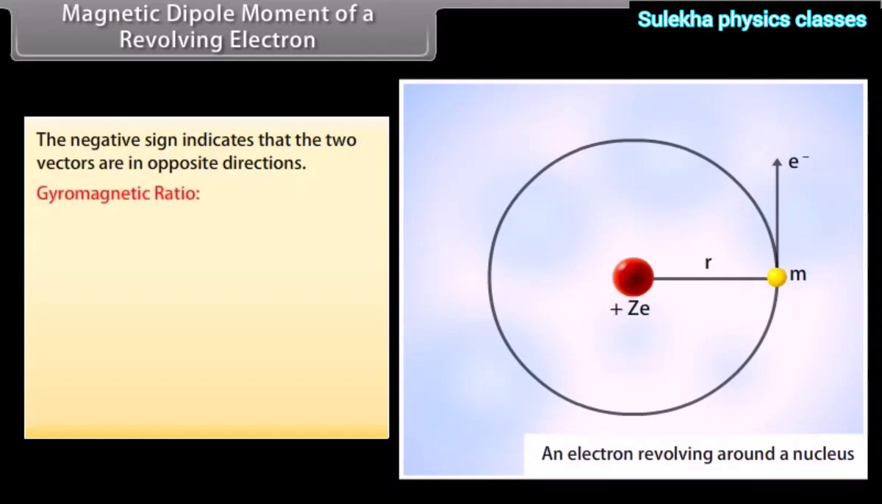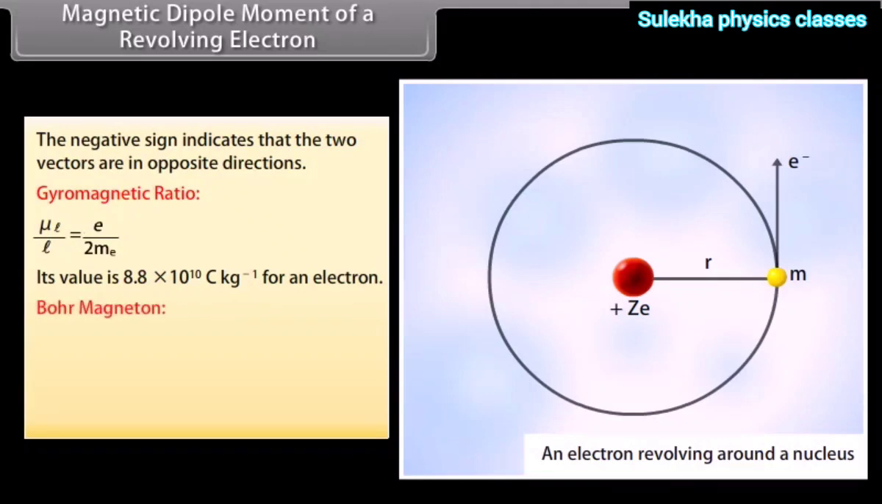Gyromagnetic ratio, mu L upon L is equal to e upon 2 me. Its value is 8.8 into 10 raised to the power 10 coulomb per kilogram for an electron. Bohr magneton. mu B is equal to eh upon 4 pi me. Its value is constant and equals 9.27 into 10 raised to the power minus 24 ampere meter square.